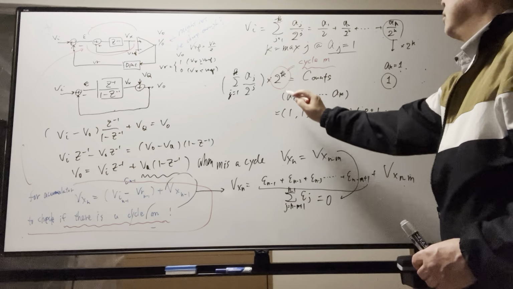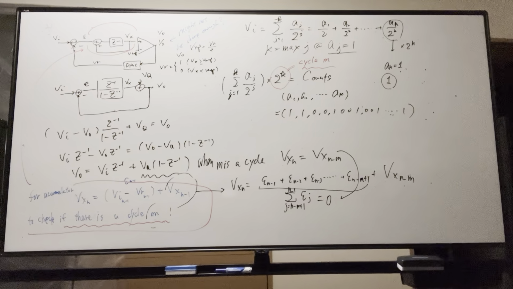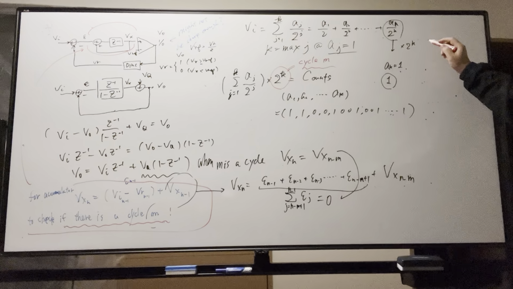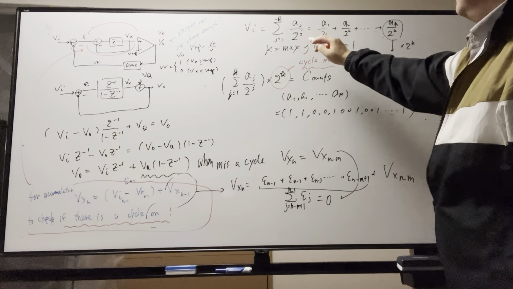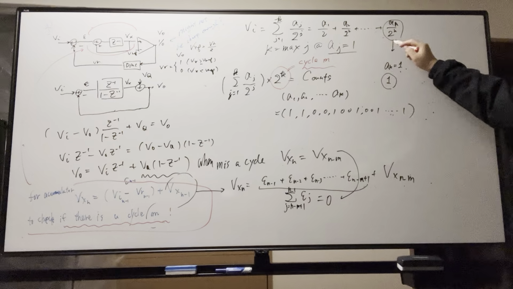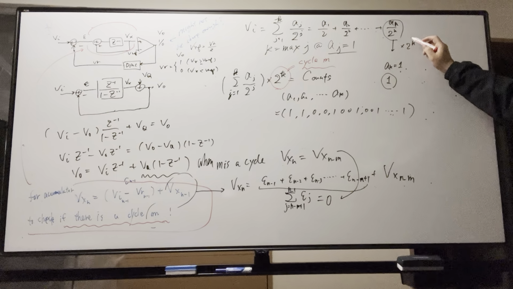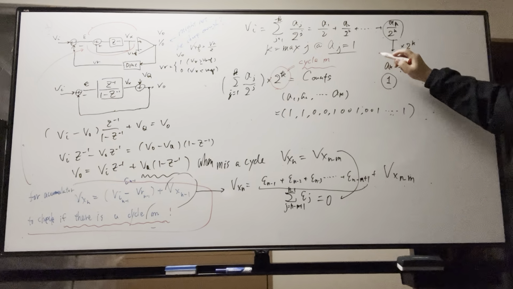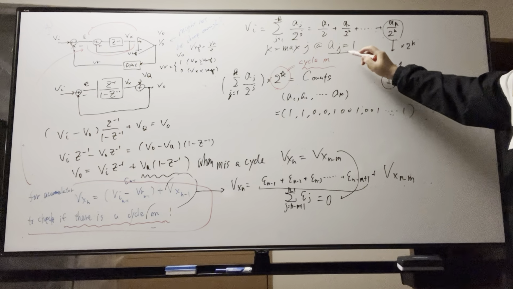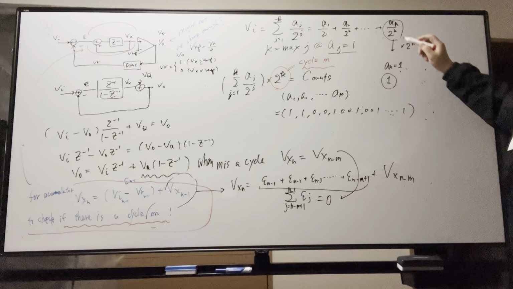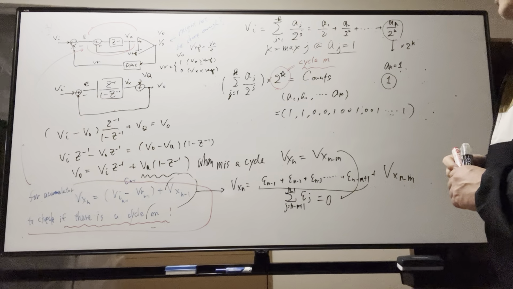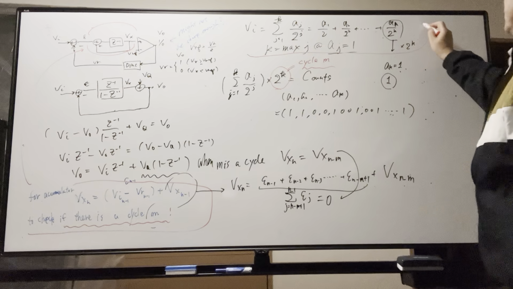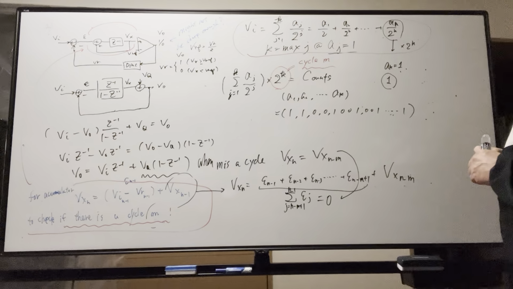So there exists a cycle of 2 to the k. If VR is expanded like this by binary sequences below the decimal point, then the cycle M equals 2 to the k, where k is the maximum index j of a sub j where the coefficient equals 1. So we get this when we know this expression.